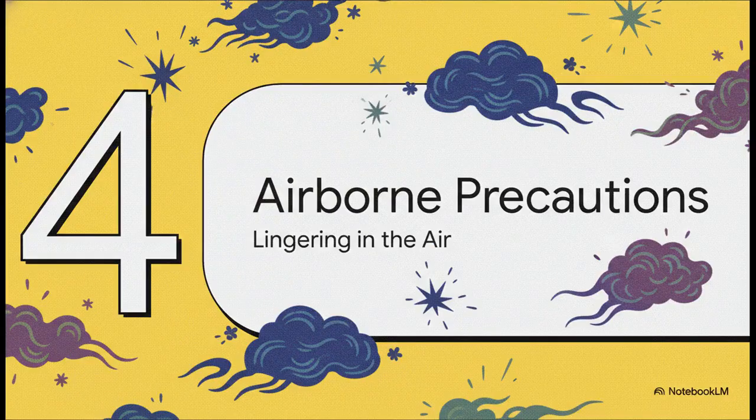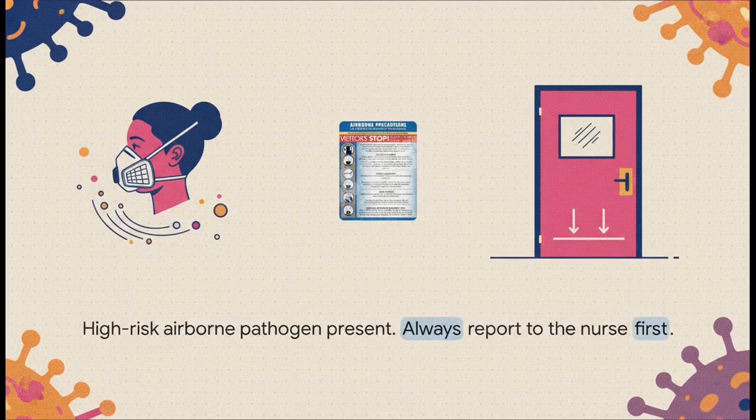Okay, on to our third and most stringent layer of protection. This is for pathogens that don't just fly a short distance. These are the ones that can actually linger in the air for a really long time. When you see a sign like this, it indicates the highest level of precaution. And your first step always is to report to the nurse before you even think about entering.